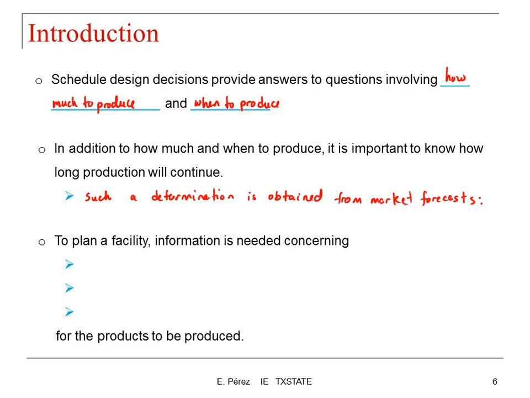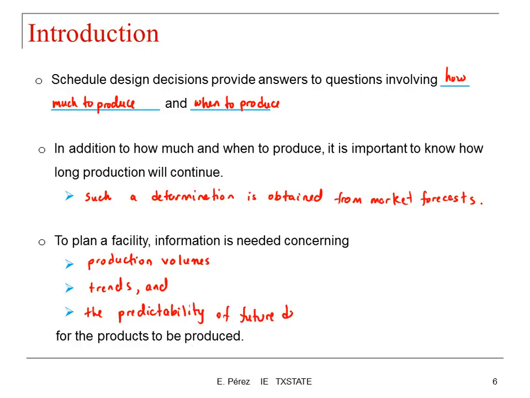schedule your production. So to plan a facility, information is needed concerning the production volumes, trends, and the predictability of future demands for the products to be produced.